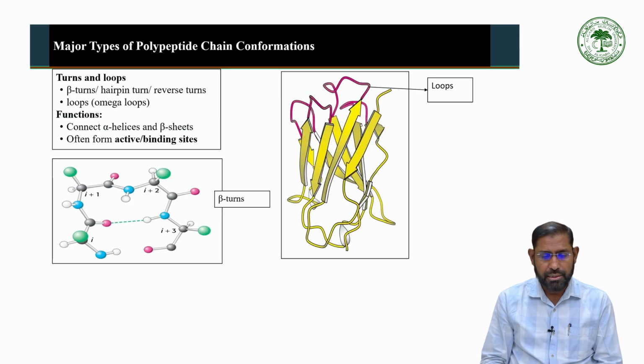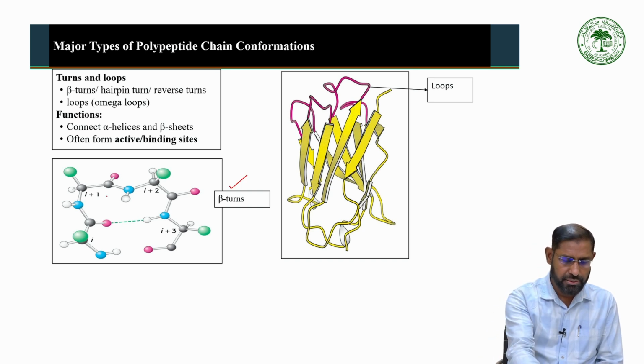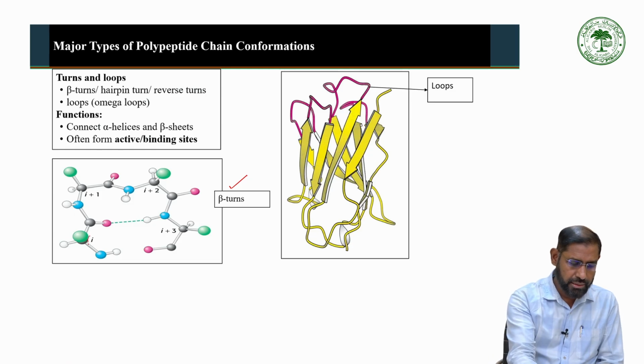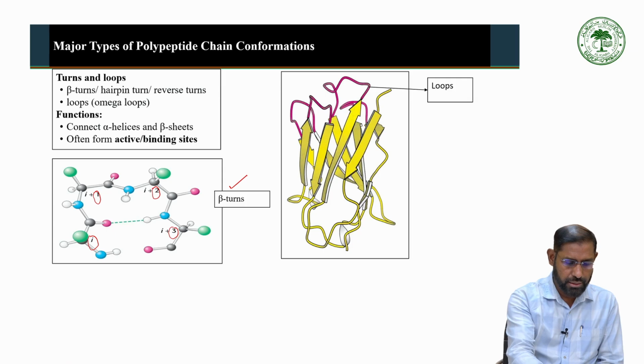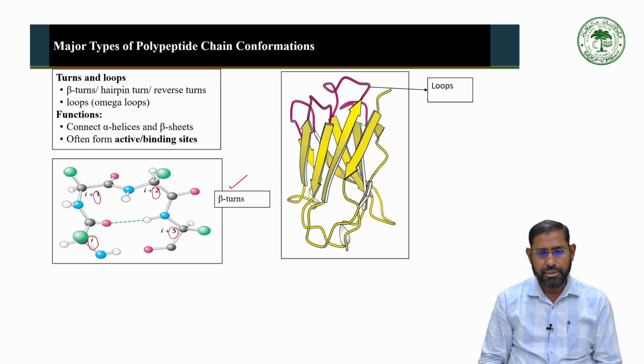Then we have turns and loops, like beta turns, hairpin turns, and reverse turns, mainly three types. And then we have loops, which are called omega loops. This is an example of a beta turn. This indicates hydrogen bonding with the first, then the second CO group, and the third. The N binds with the carbon group in one direction, then one, then two, and the third. This is the hydrogen bonding direction, with the carbon attached to nitrogen.